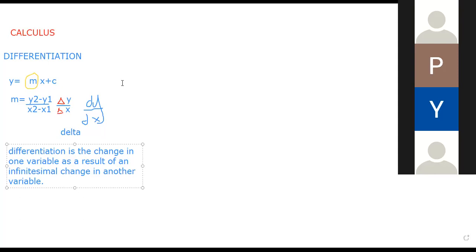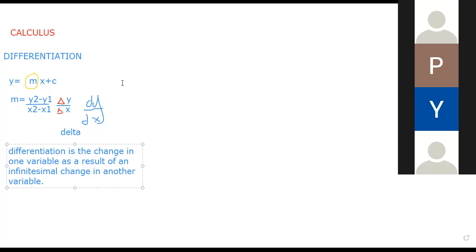If, for example, we also say that price and quantity are related, then how will quantity change if price changes by a very small unit? So that is what? Differentiation. So differentiation is basically what? Change. And it is coming from the M.